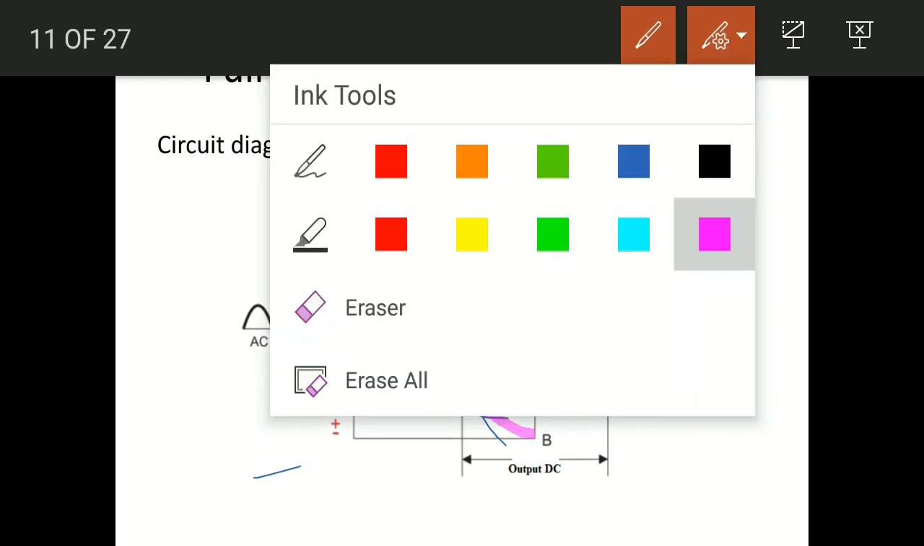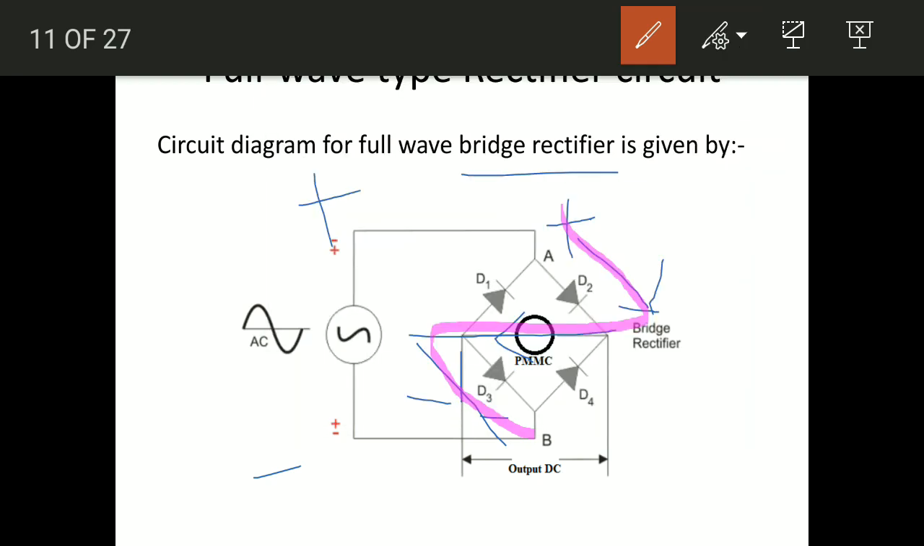Now in case of the negative half cycle, what will happen? The polarities are going to be changed. That means point B is going to be positive and point A is going to be negative. Then the conduction of current is in this particular fashion. That means the current will flow from D4, then PMMC, and then via D1. So I can say that during the negative half cycle, diodes D1 and D4 are in forward bias condition, whereas diodes D2 and D3 are in reverse bias condition.